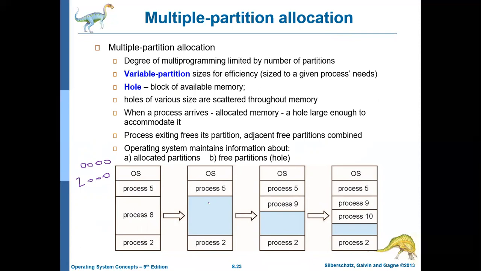Say process 8 is completed, then a hole is created. Now process 9 comes, so it is allocated one of the holes. Because this hole is sufficient to accommodate process 9, it was given. And then process 10 comes, so again it is also given. But now if some other process comes, most probably it may not be able to use this space.